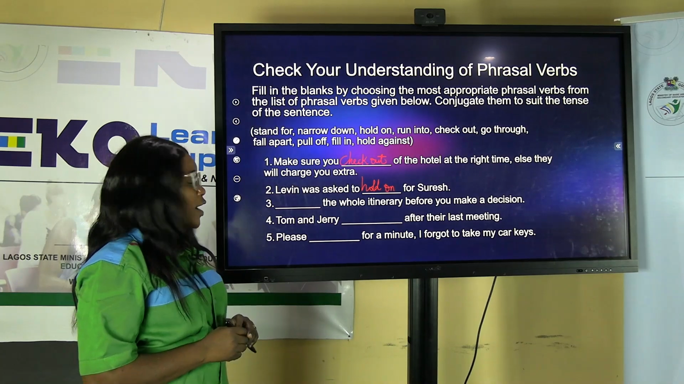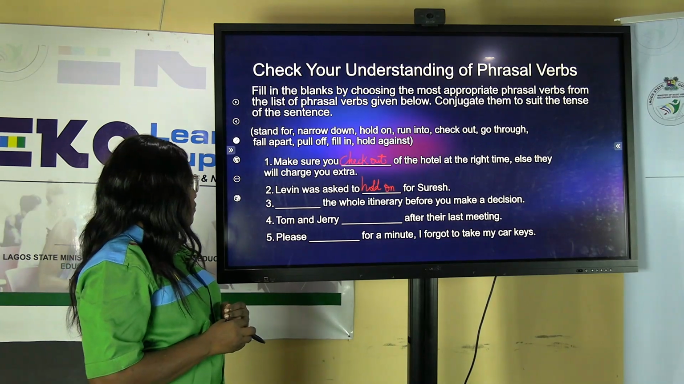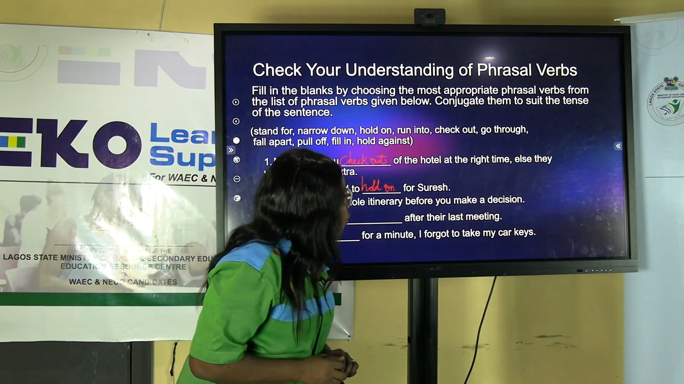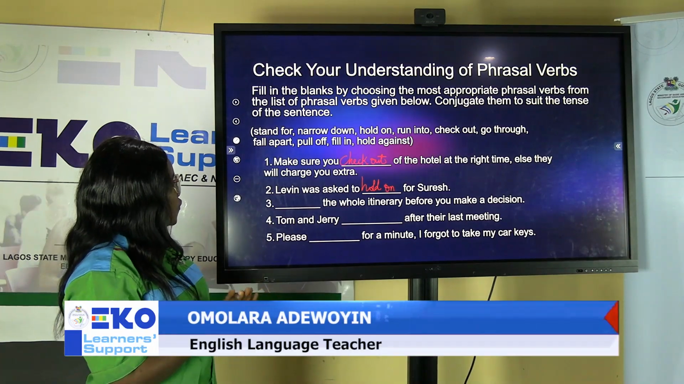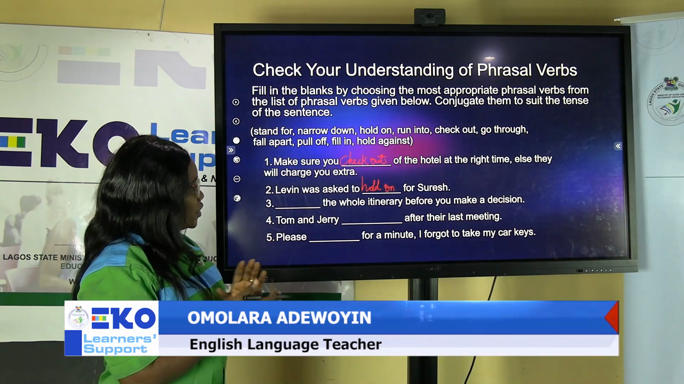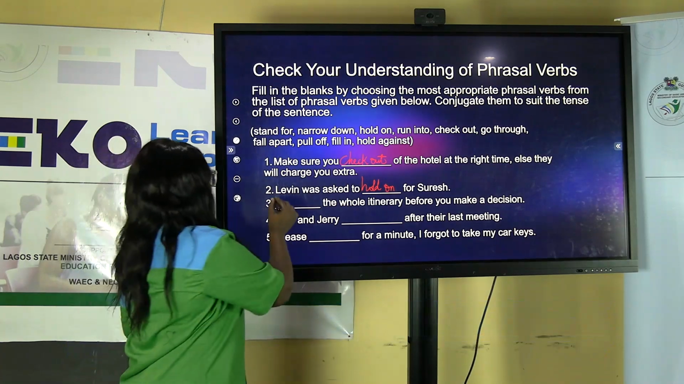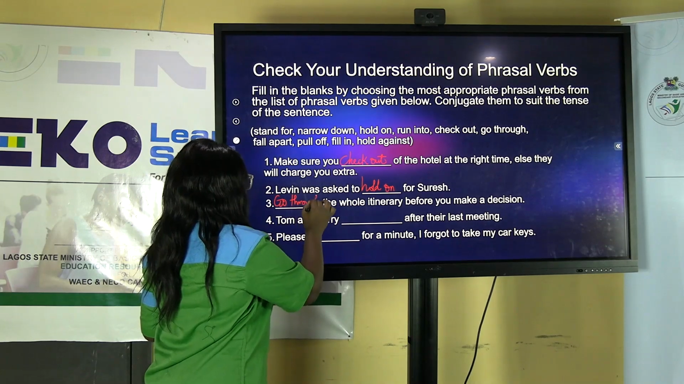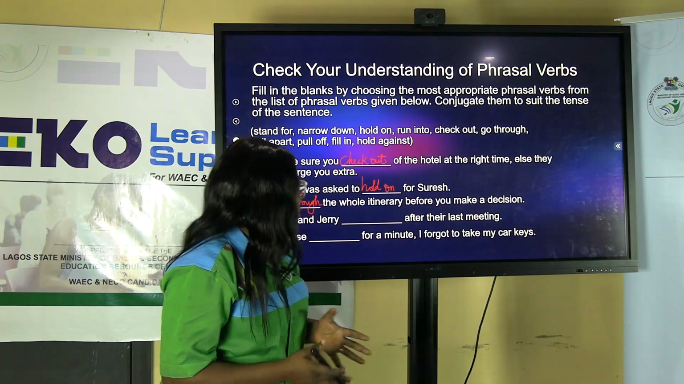I hope you've done the third and fourth one as well. Let's see if your answers are correct. Go through the whole itinerary before you make a decision. What would your answer be? Stand for, narrow down, hold on, run into, check out, go through. Go through the whole itinerary before you make a decision.